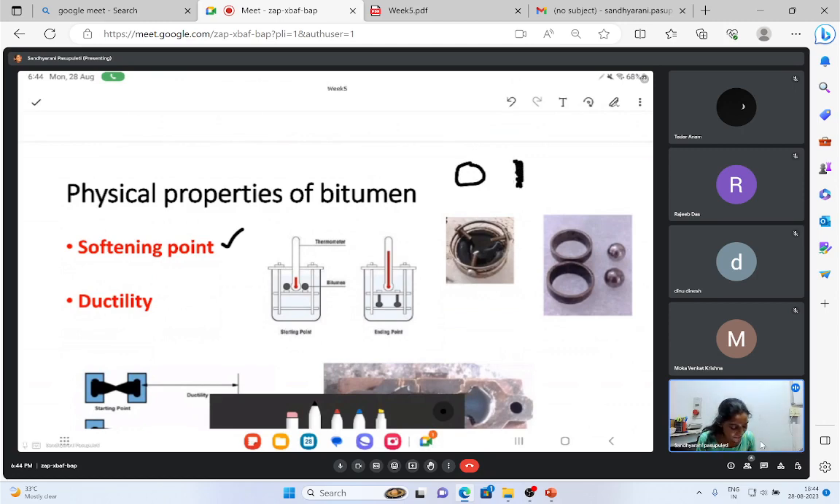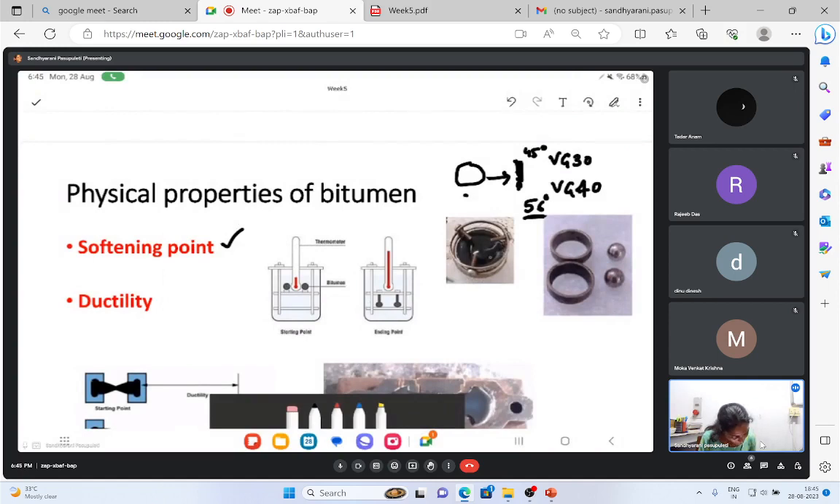So at a particular temperature, if you have VG30 kind of bitumen, maybe at 45 degrees, it could have started converting from semi-solid to liquid. But if you have a stiffer bitumen, let us say VG40, it may take a higher temperature, let us say 56 degrees, to convert from semi-solid to liquid. So what is the criteria?